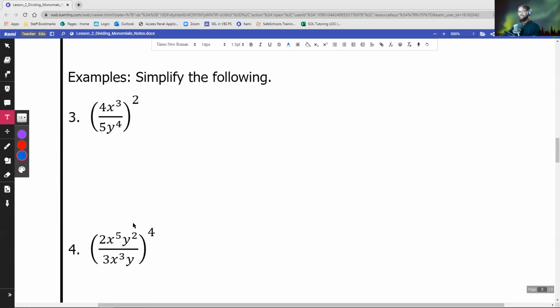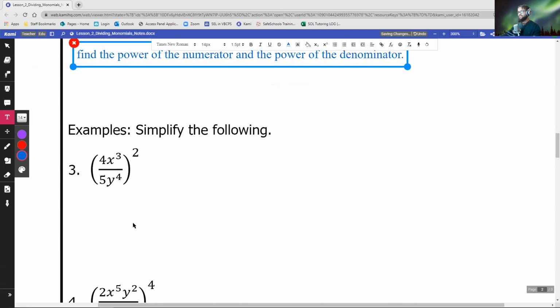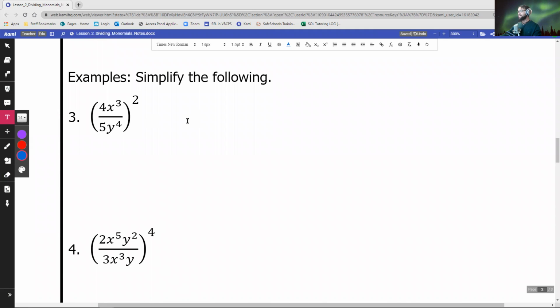So when we look at this example, I'll do one of these and then I'll leave the other one to you. Number 3, we have 4x cubed over 5y to the 4th, all squared. The way this works, we find the numerator and then the denominator. So we've got 4x cubed.